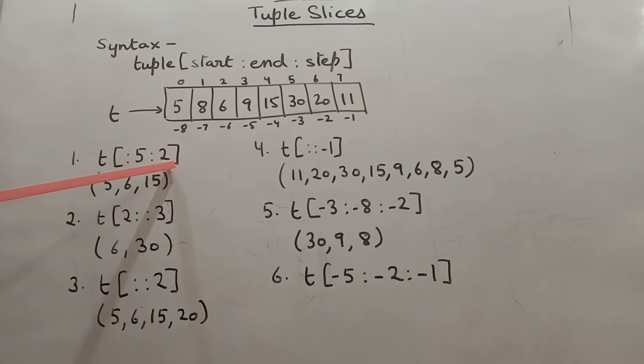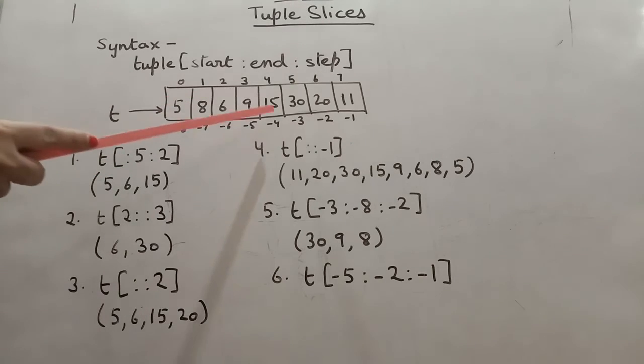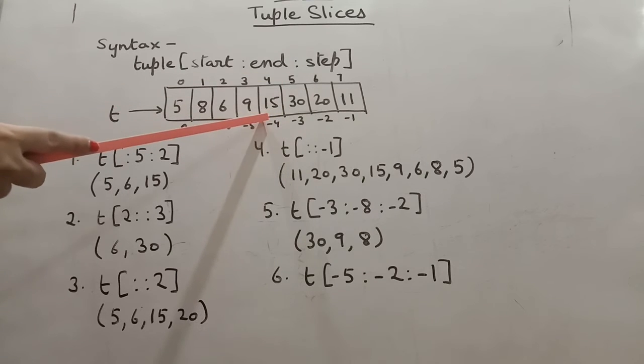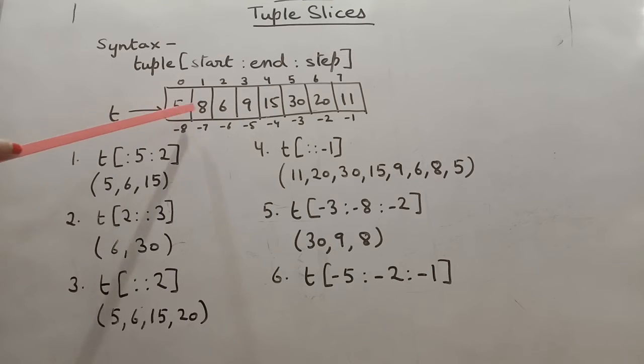So, step value is positive, so start index will be taken as 0. So, the elements will be extracted from 0th index to the 4th index. Why? Because 5th index will not be included. So, every second value will be picked. So, your answer is 5, 6 and 15.